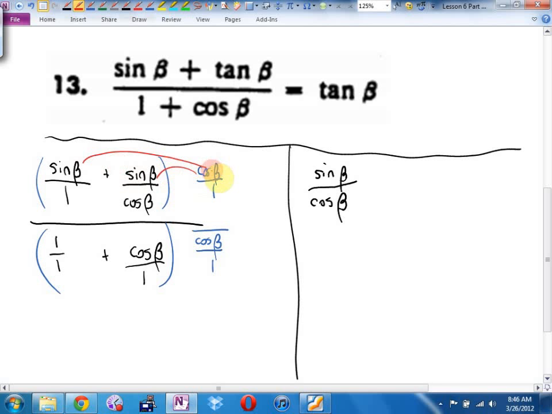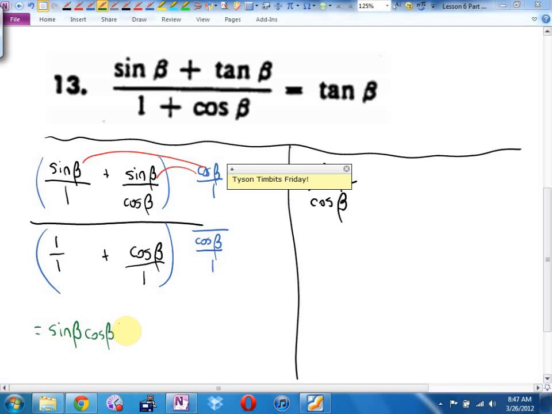Now, when I multiply this times this, there's a sine cos on top, and there's a 1 on the bottom. Nothing cancels, so it's just going to end up being sine beta, cos beta, over 1. Now I'm going to drop the over 1, because I guarantee if I do this right, I'll go from 4 levels to 2 levels.